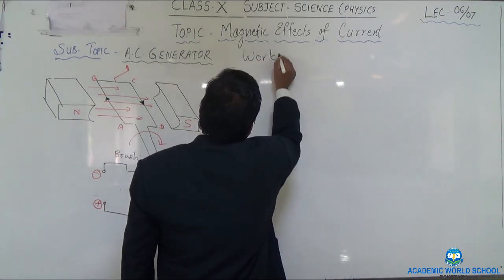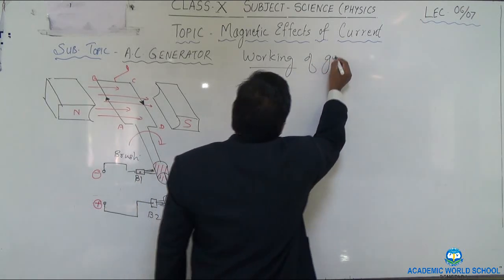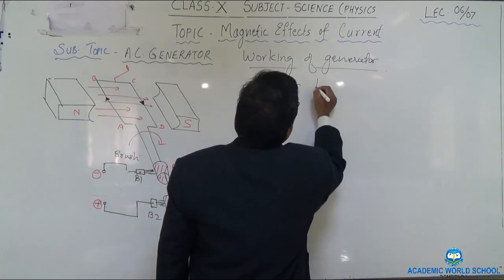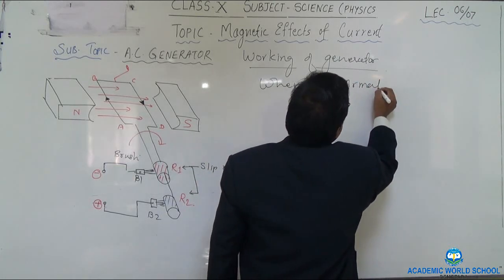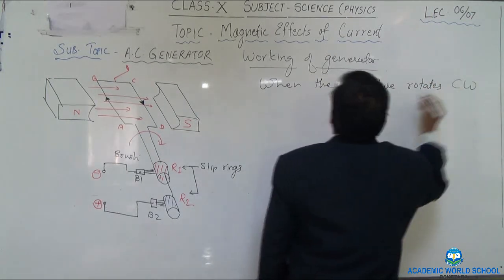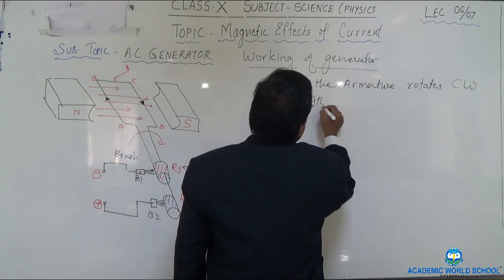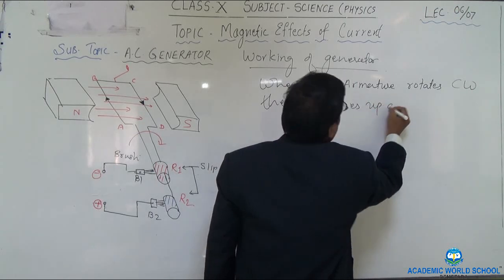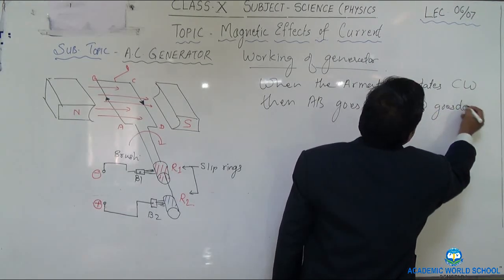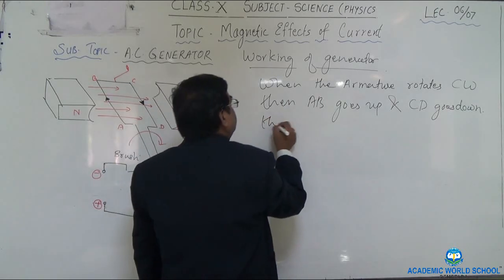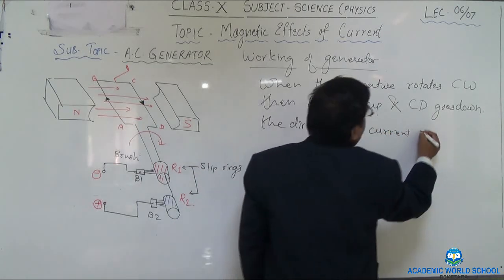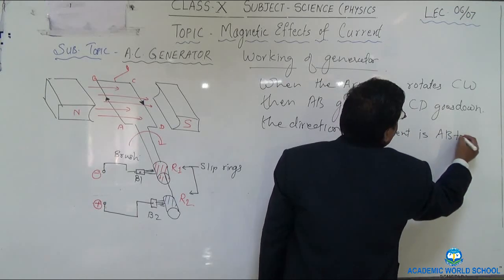Working of generator. When the armature rotates clockwise, then AB goes up and CD goes down. The direction of current is A, B, C, D.